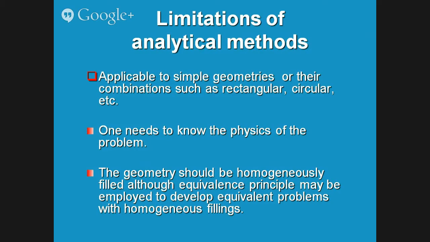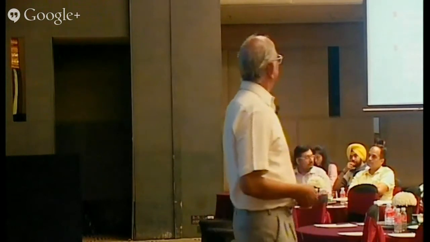And the limitations of the analytical method, as I said earlier, is that it is applicable to simple geometries or their combinations, like rectangular, circular ones, etc. It's a combination of such geometries to which these analytical methods can be applied. One needs to know the physics of the problem. Another limitation is that the geometry should be homogeneously filled, although one can use the equivalence principle to convert it into an equivalent problem with homogeneous dielectrics.